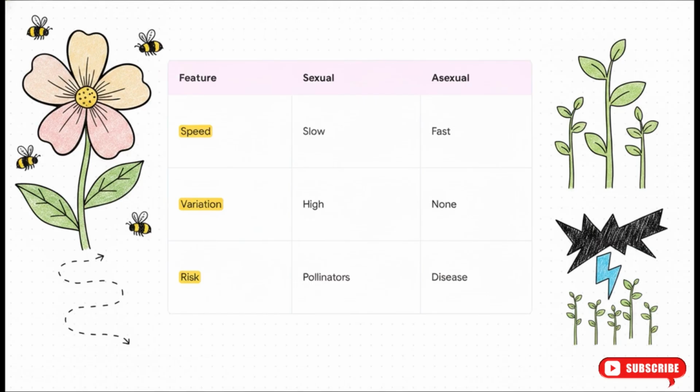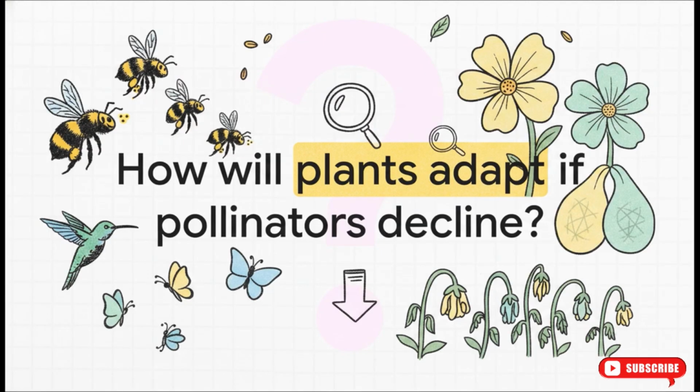To really master this topic, here is your final tip. Revision tip 10. Create your own comparison tables exactly like this one to summarize the grand evolutionary trade-offs between sexual and asexual reproduction. I'll leave you with this provocative thought to chew on.